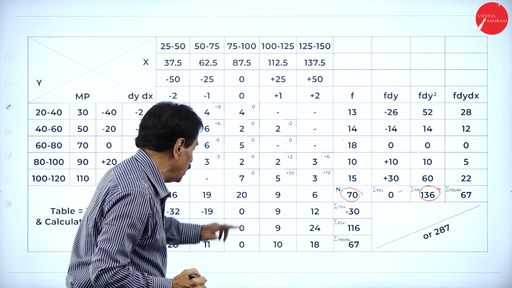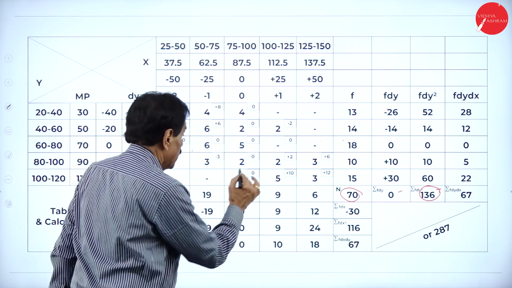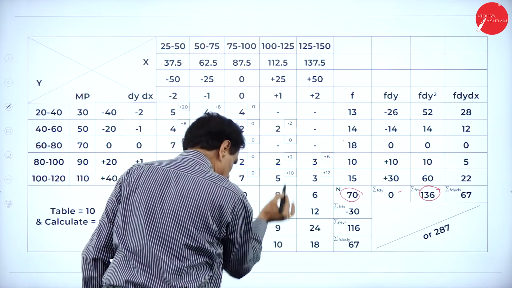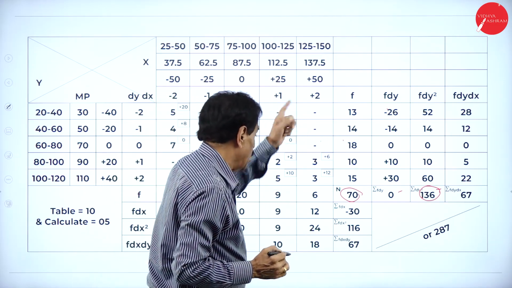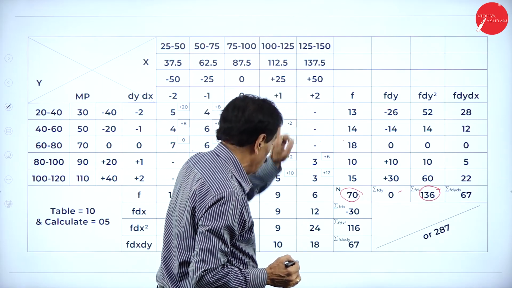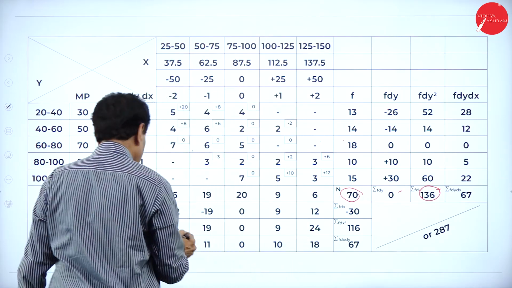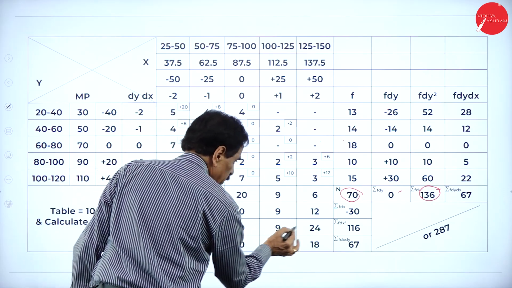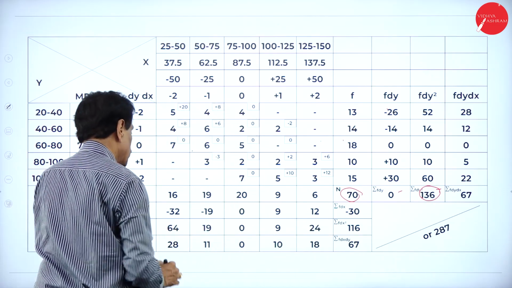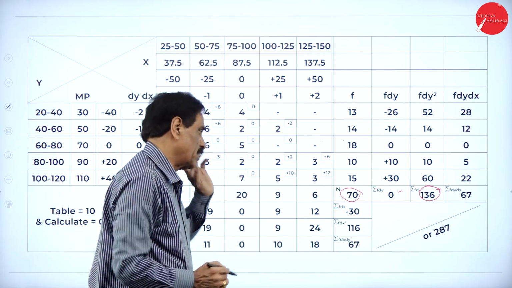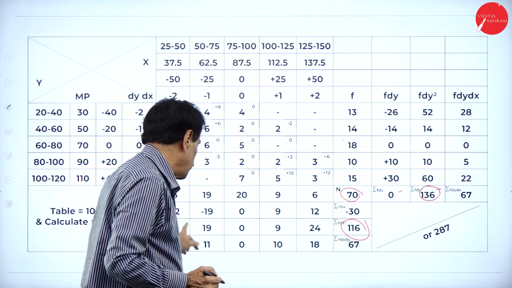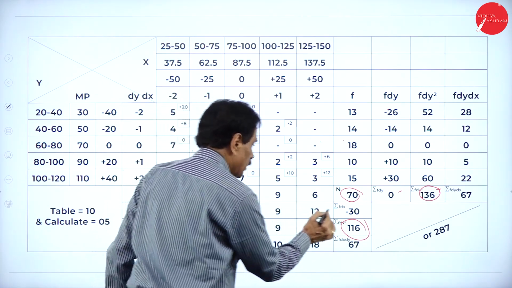0 into 0, 0. 0 into 0, 0. 9 ones are 9. 9 twos are 18, 9 ones are 9. 12 twos are 24. 24 twos are 18. Add the figure. 4 plus 9, 19, 13, 22, 26. 2 plus 6, 8, 9, 11. 116. Add this. It will come minus 30.